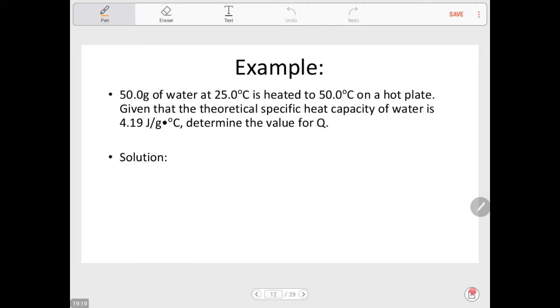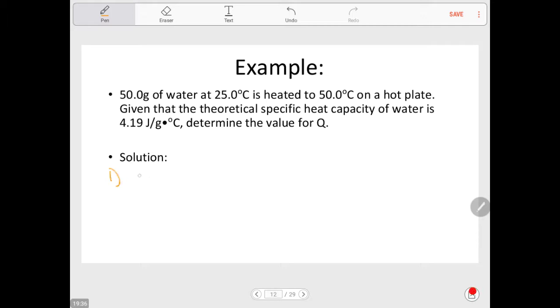So in this case, have we gained energy or have we lost? If the water is going up in temperature, it must be gaining energy. Let me show you now how this is done. And by the way, if you've done the chemistry and physics unit, this will be a lot easier.